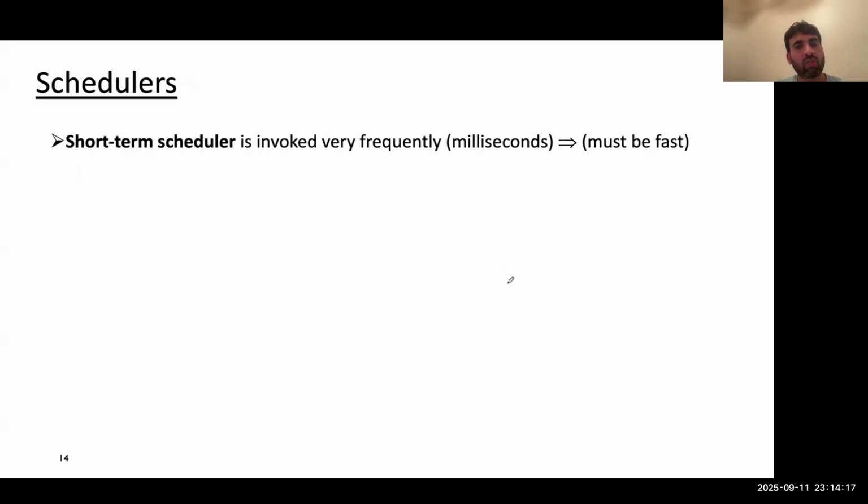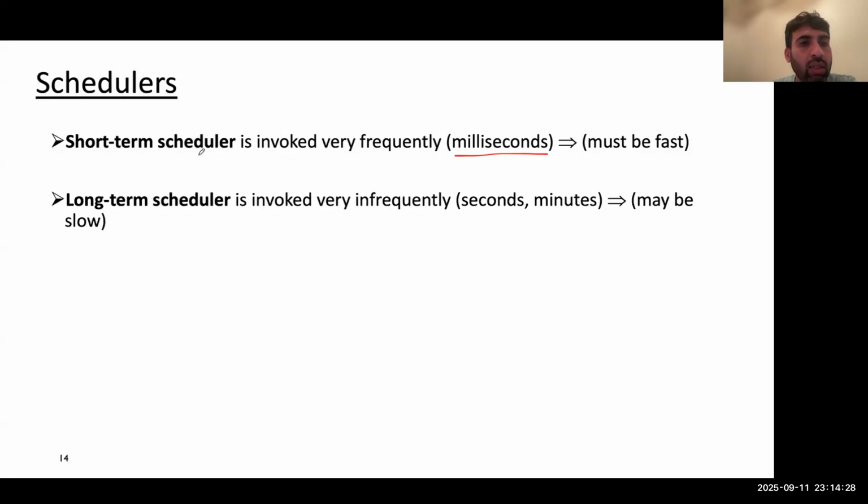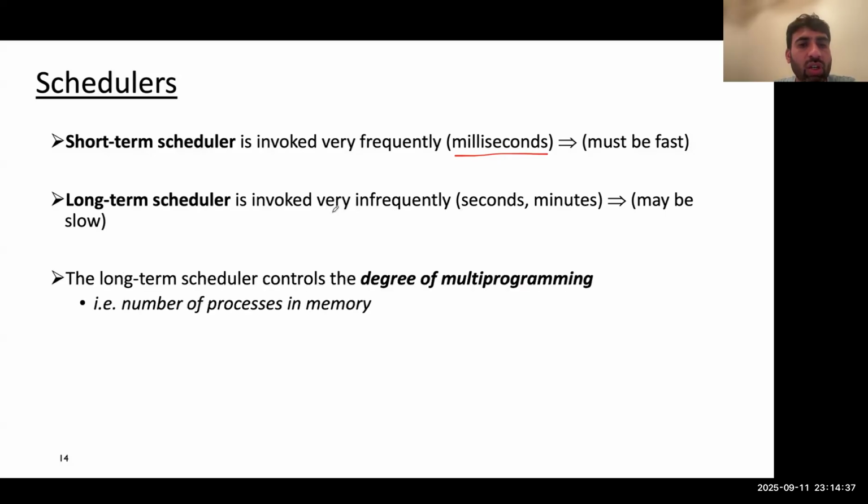One is the short-term scheduler, which is invoked frequently, for example, in milliseconds, and it must be fast. So this is the scheduler which is actually implementing your time sharing or multitasking, right? And the other scheduler is the long-term scheduler, which is invoked very infrequently, and it may be slow. So this scheduler is basically invoked for swapping your processes, for example, swapping out to the disk.